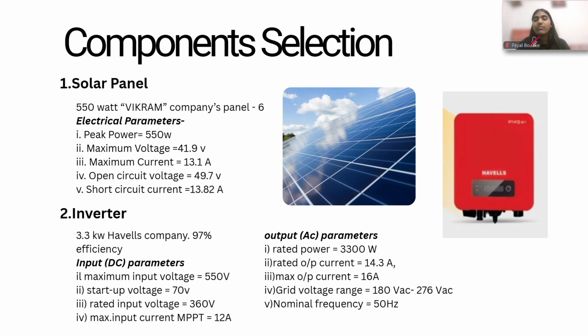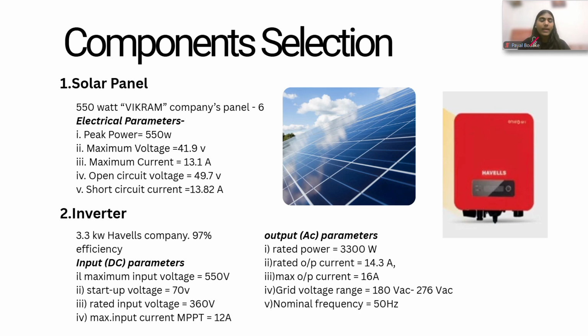Then next is the inverter. 3.3 kilowatt Havells company's inverter, which has the efficiency of 97%. Input DC parameters are: maximum input voltage is 550 volt, startup voltage is 70 volt. Rated input voltage is 760 volt. Maximum input current, that is MPPT, is equal to 12 ampere.